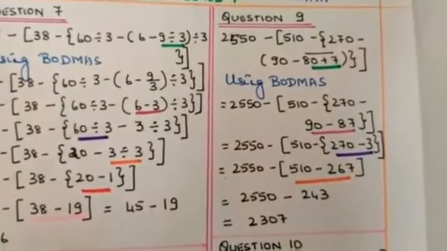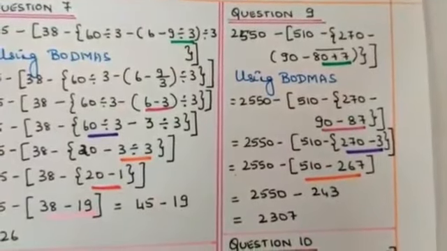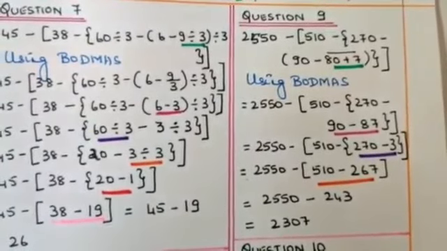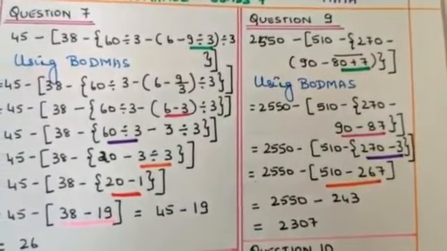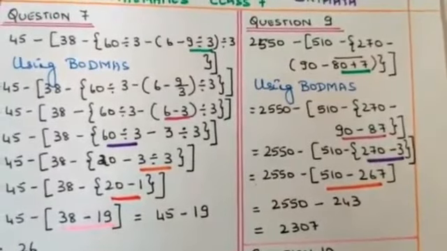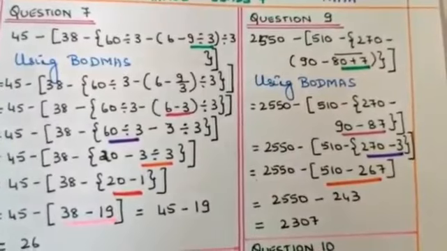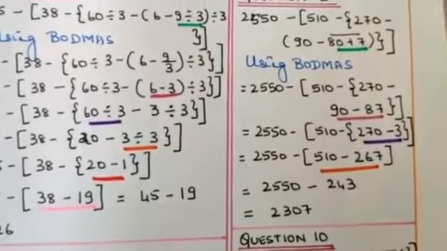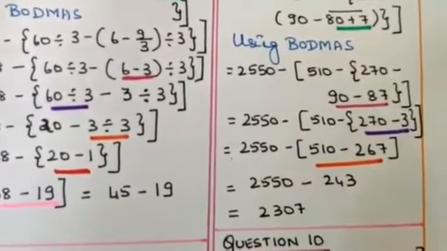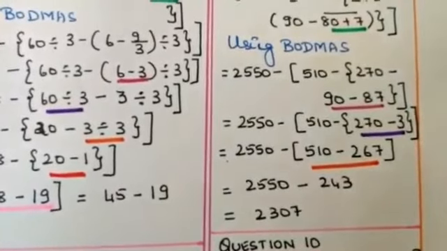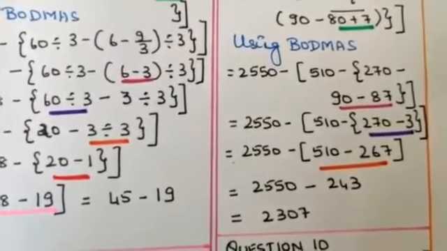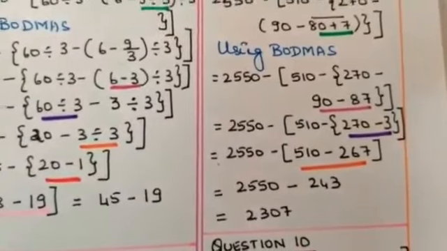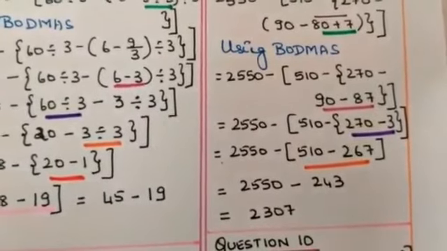Now you move on to the ninth sum, and the ninth sum is 2550 minus 510 minus 270 minus 90 minus 80 plus 7. So the first is the vinculum bracket, then comes your simple bracket, then comes your flowery bracket, and then the square bracket. I am not going to explain stepwise, just going to give you a 20-second pause here for this particular sum, where you will understand how this sum works and you should be able to solve it, and the final answer will be 2307.